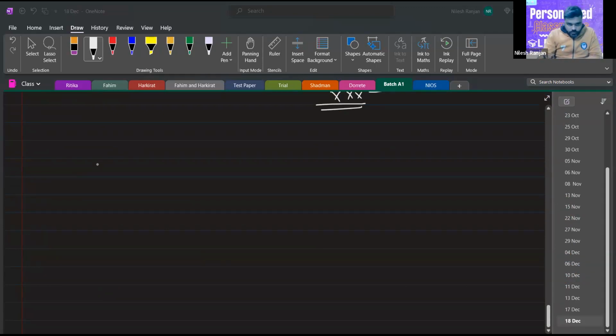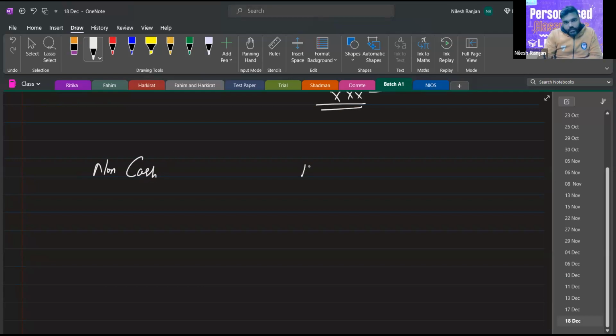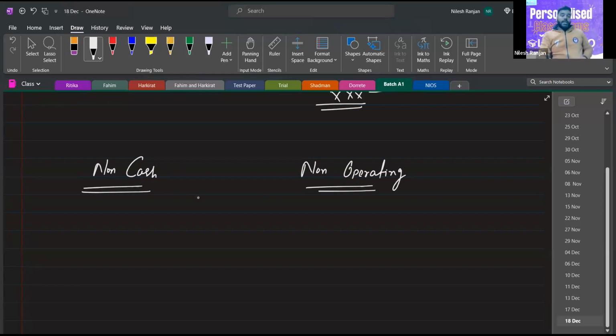Non-cash and non-operating, both of these will be added or deducted. Okay, because this is already adjusted from the profit, so we have to eliminate the effect. Like non-cash depreciation. Depreciation is a non-cash item. Means if you charge depreciation, then it will only decrease the value of the asset. There is no cash going out. Yes.